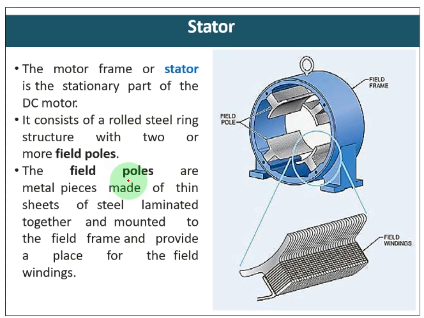The field poles are metal pieces made of thin sheets of steel laminated together and mounted to the field frame for the field winding. So if you enlarge one of these poles, you will see it is again laminated, and the coils are wound around these poles. They are called field poles, right?